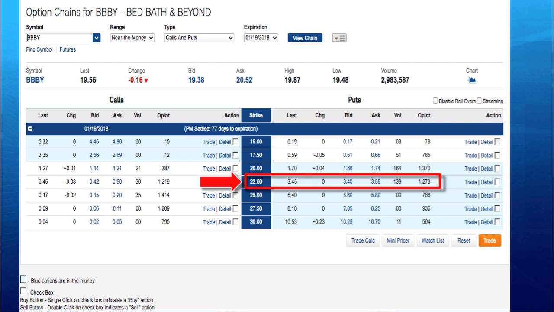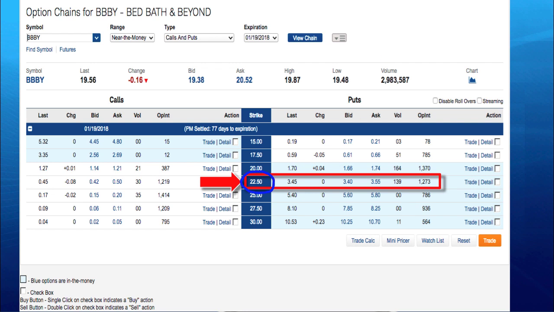Okay. Now let's talk about a put option. So in this example, we would be able to control this stock for 77 days. Once again, that old famous 77 days. And we would have the right to put the stock to somebody at $22.50. What does that mean? That means we can force somebody to buy it from us.